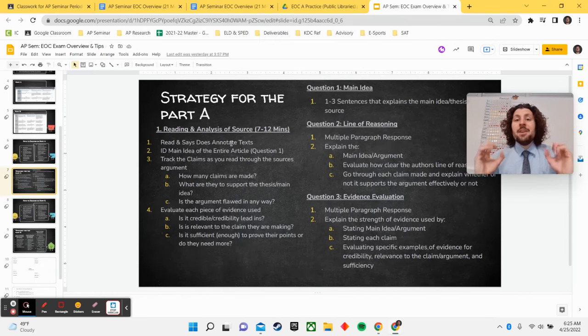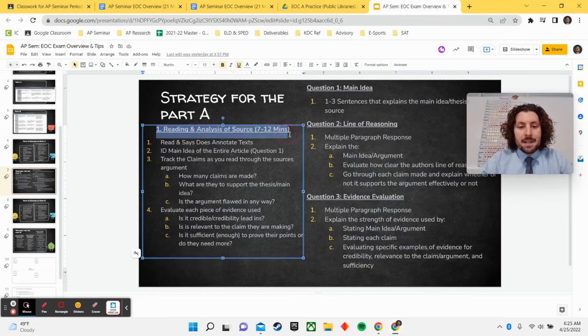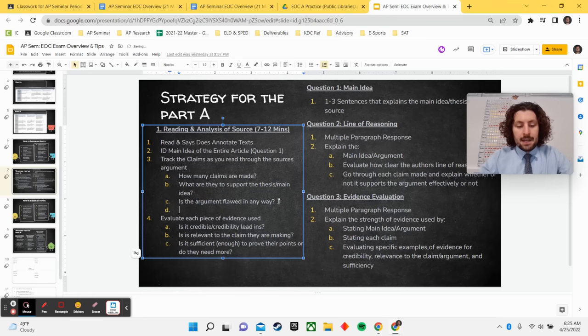So the approach for part A is as follows. They recommend about 30 minutes, but you can take up to 40 is what I would recommend. The first 7 to 12 minutes you want to spend reading the source. Again, doing what I just discussed, reading and annotating, identifying the main idea of the entire article, tracking each claim, really figuring out how many claims are made and what are the claims that are used to support the argument, and then understanding, is the argument flawed in any way?